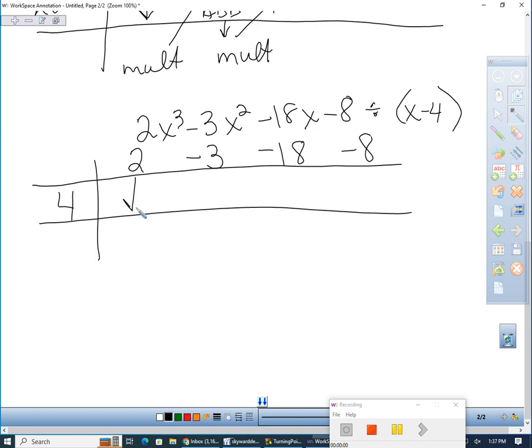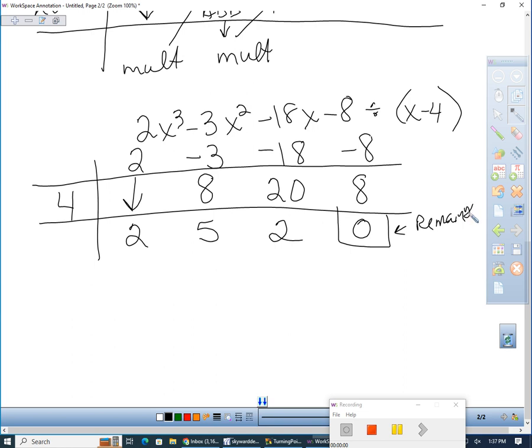We bring our first term down, which is a 2. Now we multiply. 4 times 2 is 8. We add these together. We get 5. Repeat the process. 4 times 5 is 20. We add these together. We get 2. 4 times 2 is 8. We add this together. We get 0. This last spot is our remainder. The rest of the numbers, we go down by one exponent. So what this really is, 2x squared plus 5x plus 2. Remainder 0.